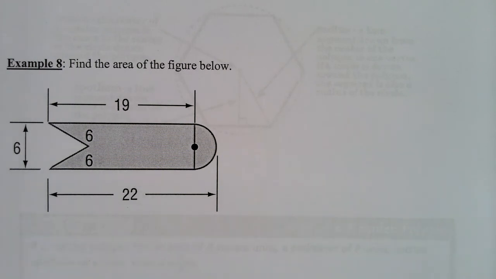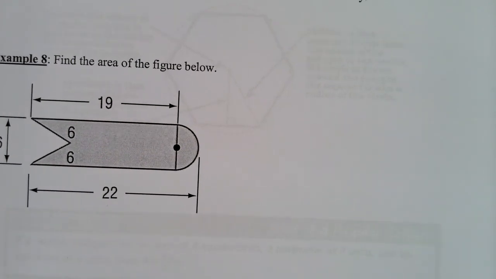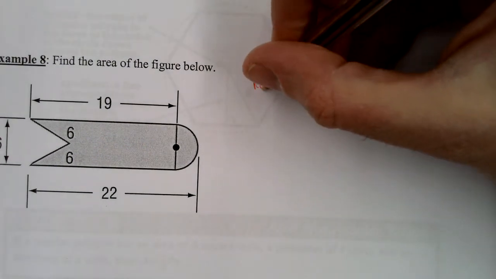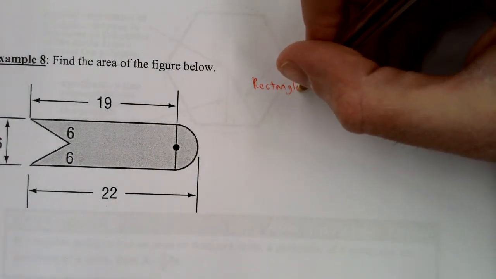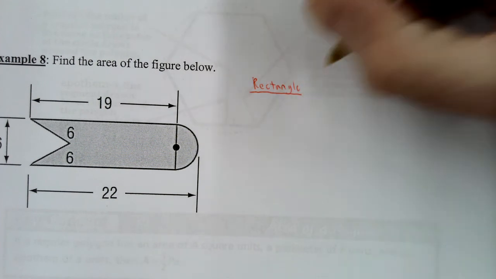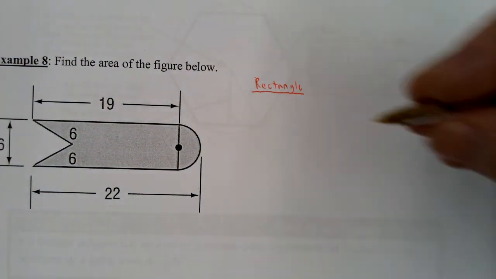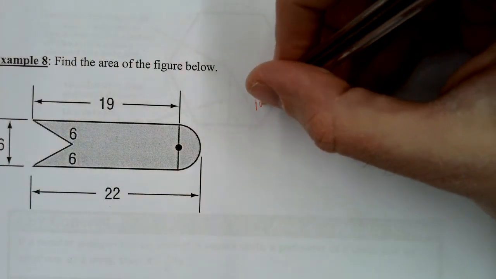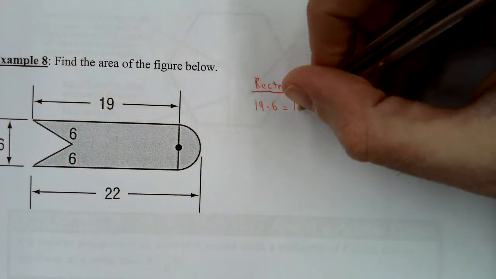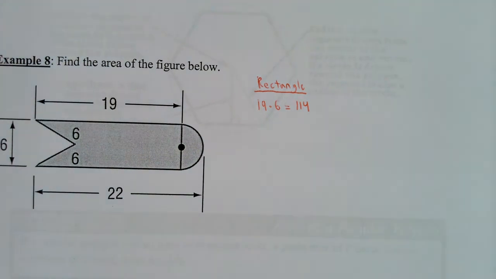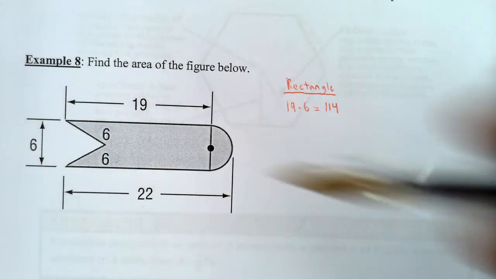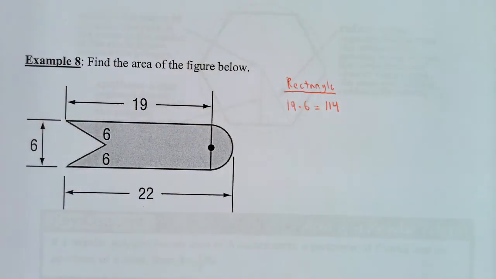Okay, so let's start with the rectangle. The rectangle is going to be 19 times 6, right? 19 times 6 equals 114. Okay, 19 times 6 for the rectangle. Now remember, I have to subtract out the triangle at the end.